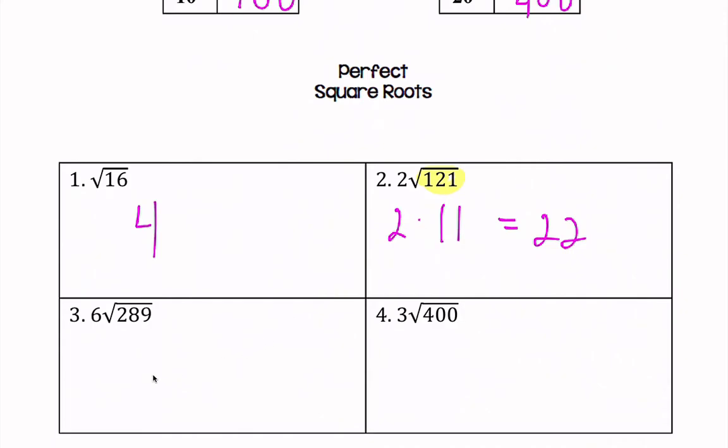Okay, on the next one, I'm going to have 6 times the square root of 289. So 6 times, 289 is a perfect square. So the square root of 289 is 17, because 17 times 17 is 289. So 6 times 17 is 102.